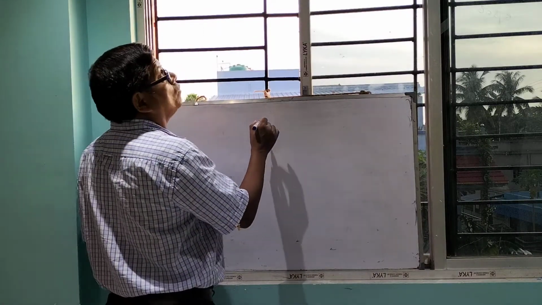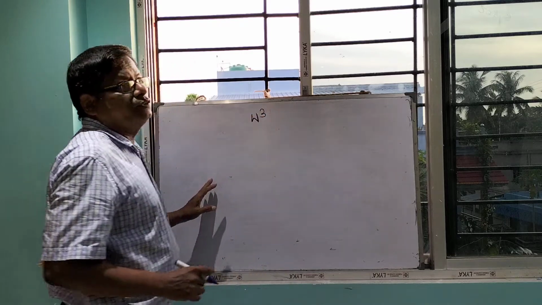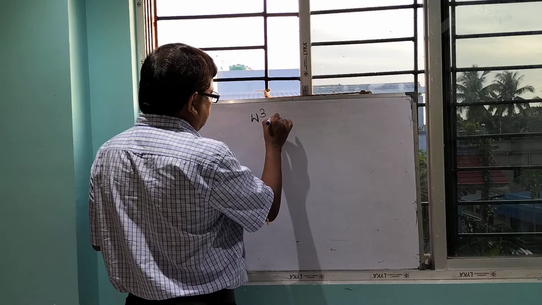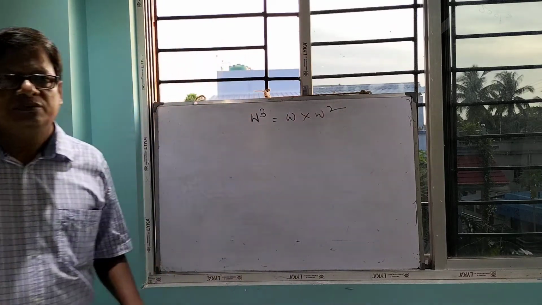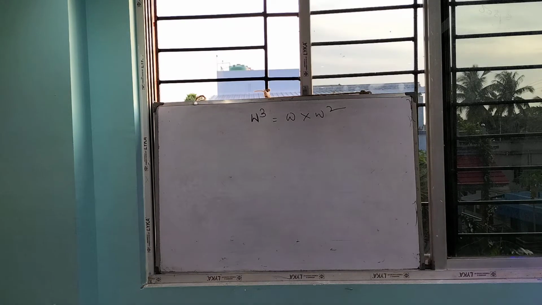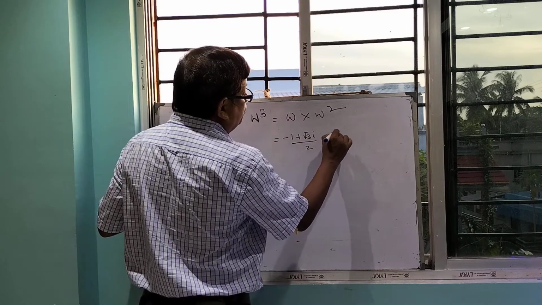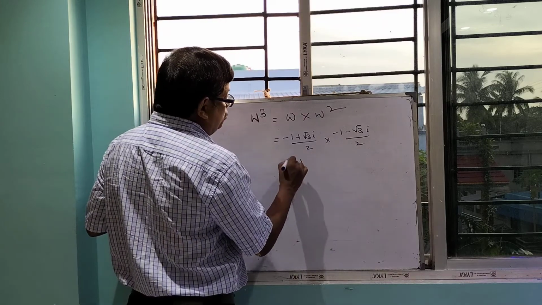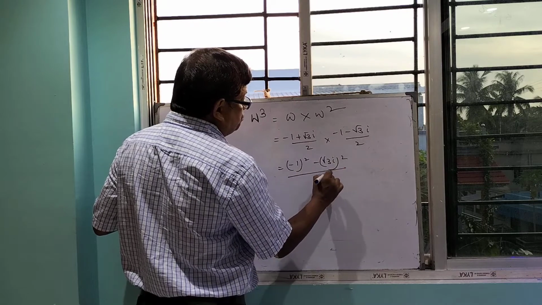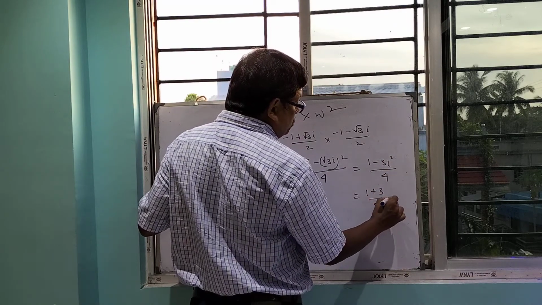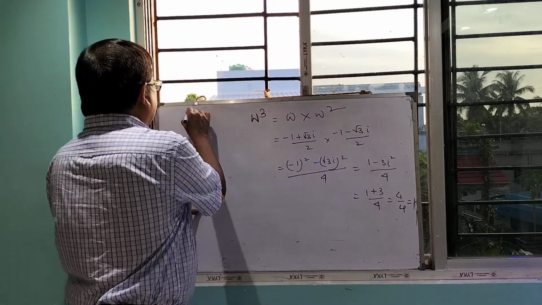Again, now I am finding omega cube. Omega cube is omega into omega square. Now the value of omega is minus 1 plus root 3i by 2 and omega square is minus 1 minus root 3i by 2. So that is (minus 1) whole square minus (root 3i) whole square by 4. So it will be 1 minus 3i square by 4, so 1 plus 3 by 4 equals 4 by 4 equals 1.